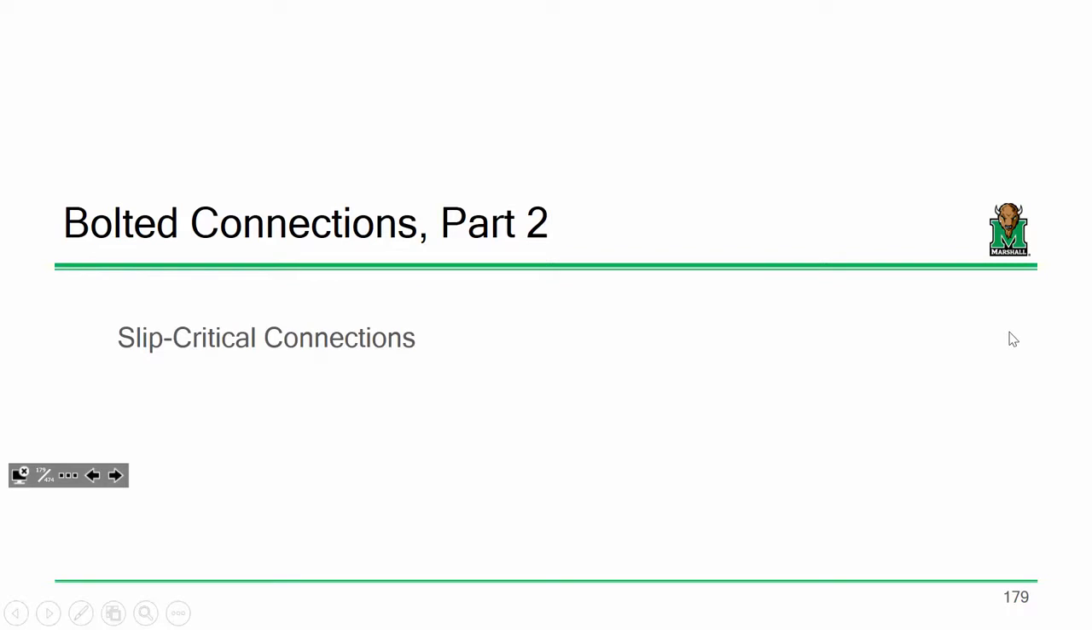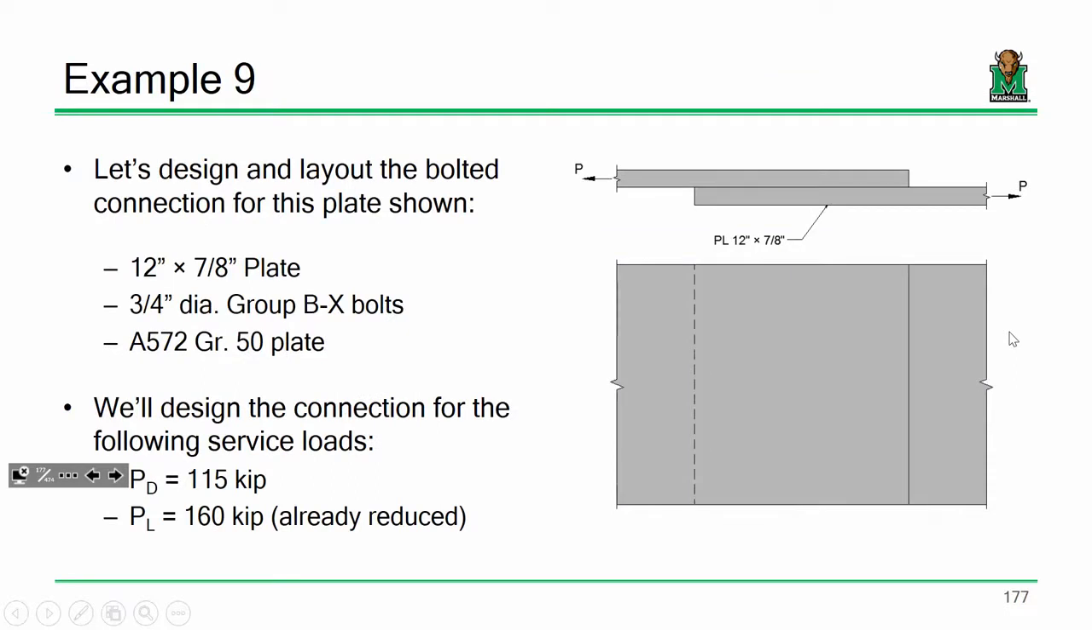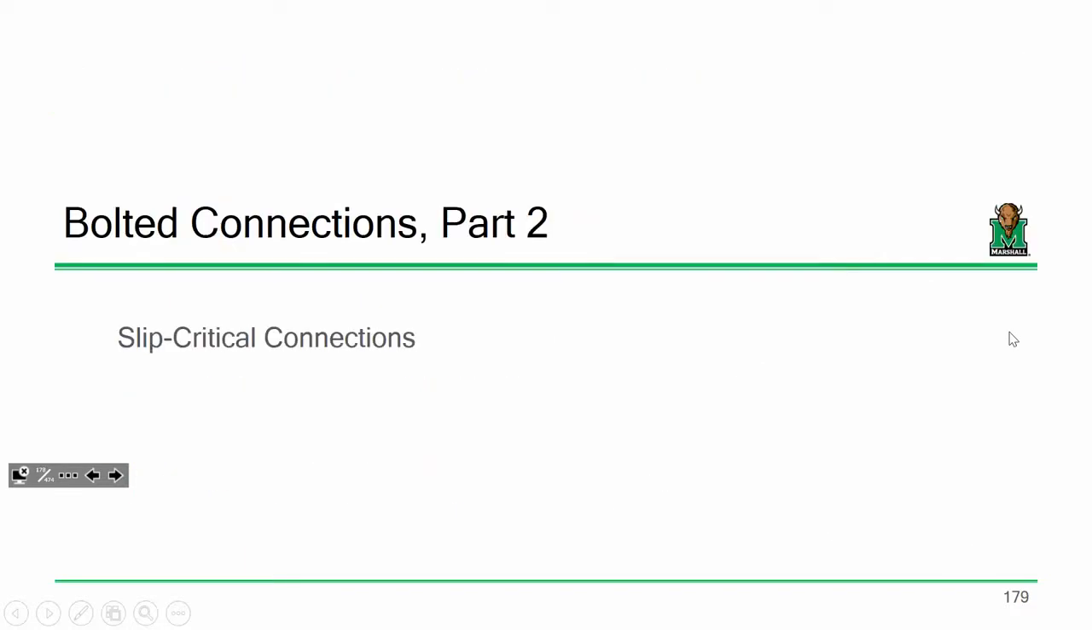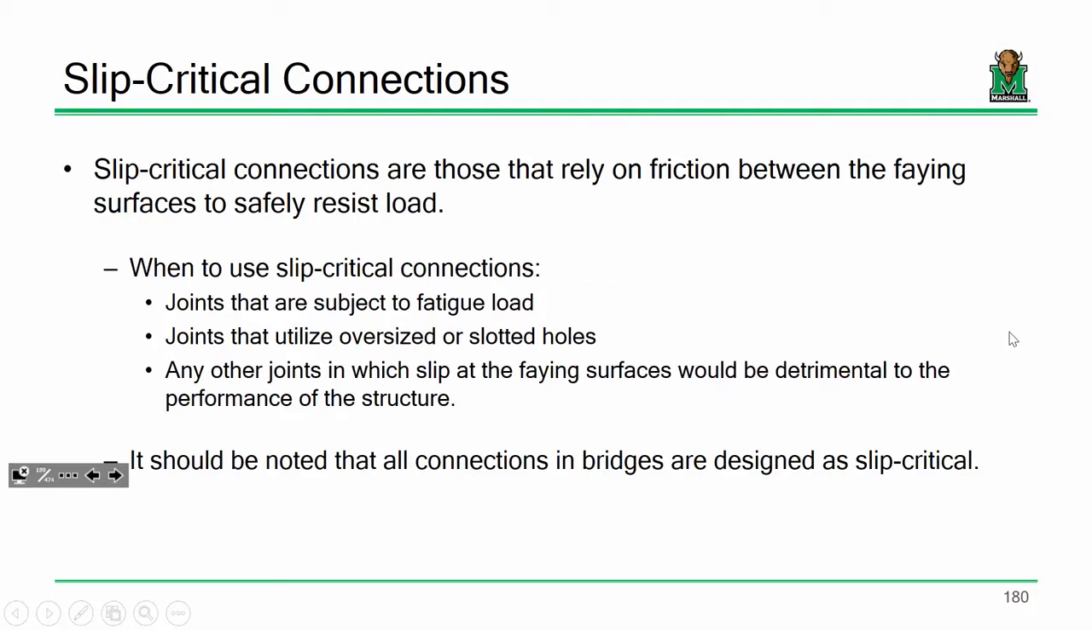So, everybody good? Okay. Let's talk about a slip critical connection. Let me be clear on this part right here. To design a bearing type connection, you determine the load, get the shear capacity of a bolt, divide to obtain the number of bolts. Designing a slip critical connection is no different. The only difference, from a procedure standpoint, is instead of looking at just the shear capacity of a bolt, we're going to be looking at the shear capacity and the slip capacity of a bolt. We just take the minimum one. So the design procedure is very, very similar.